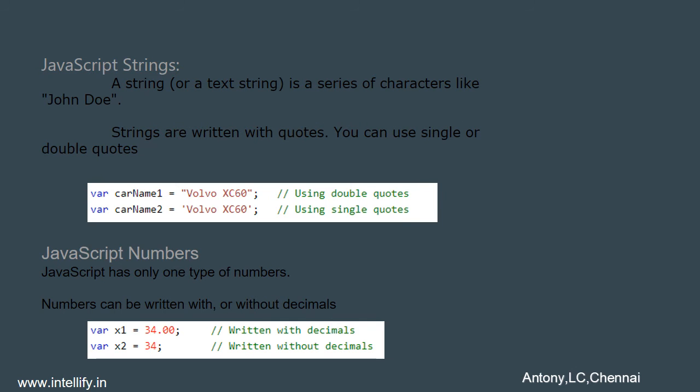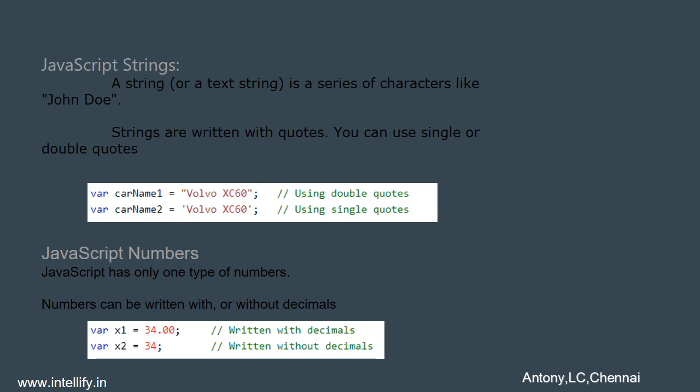JavaScript strings. A string is a series of characters, written within quotes. You can use single or double quotes. In the given example, variable carName1 is equal to Volvo, which is written in double quotes. Next, variable carName2 is equal to Volvo, which is written in single quotes. But both are acceptable. We can write in both single quotes or double quotes. Both are acceptable in JavaScript.